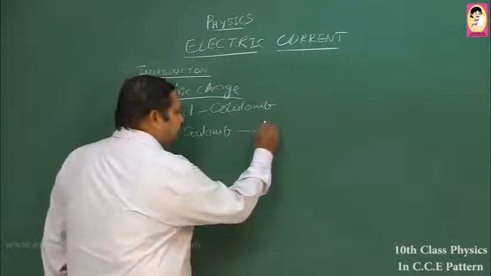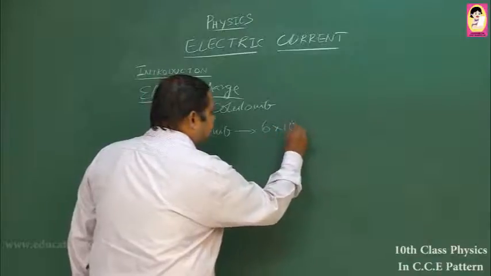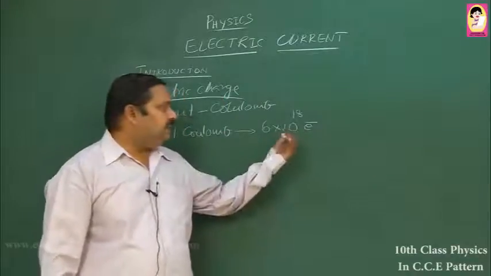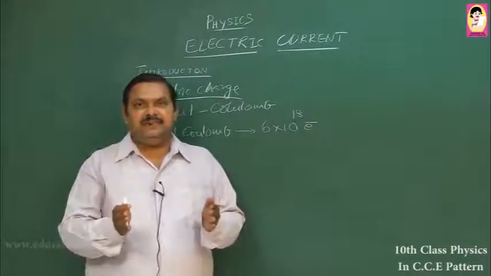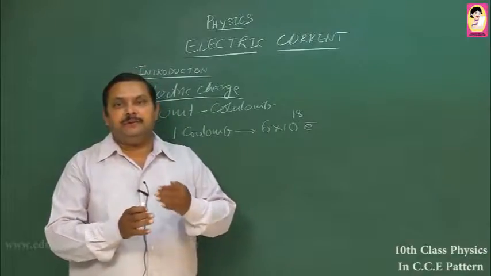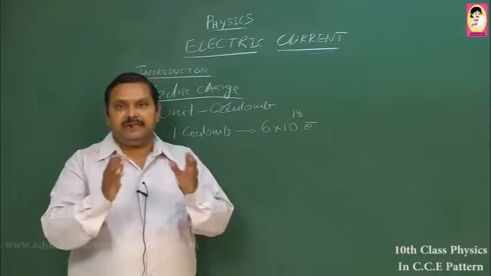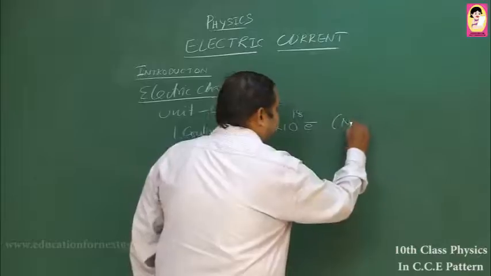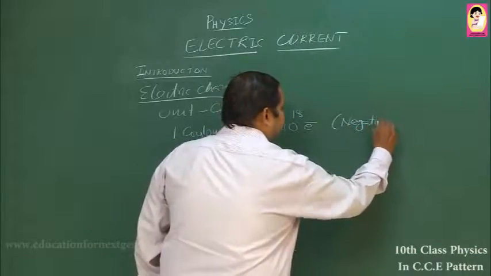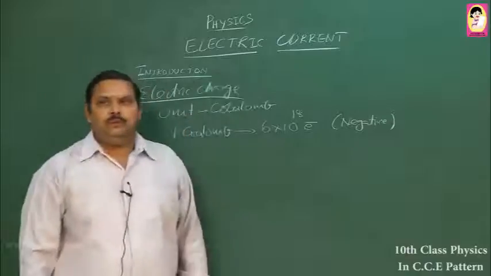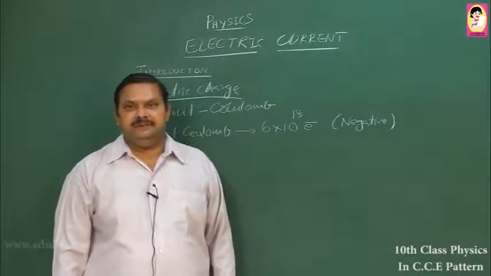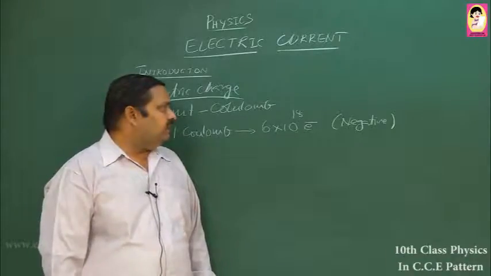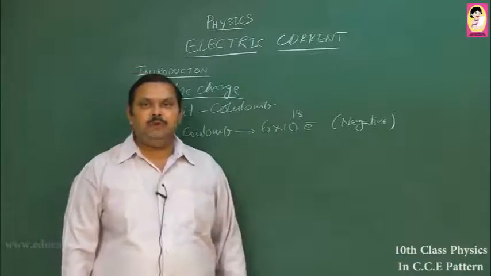When 6 into 10 to the power of 18 electrons are placed at one place, whatever may be the total amount of negative charge present on that number of electrons is taken as 1 coulomb of negative charge. So, 1 coulomb of electric charge means the total amount of negative charge present on 6 into 10 to the power of 18 electrons, that we will call as 1 coulomb of negative charge.